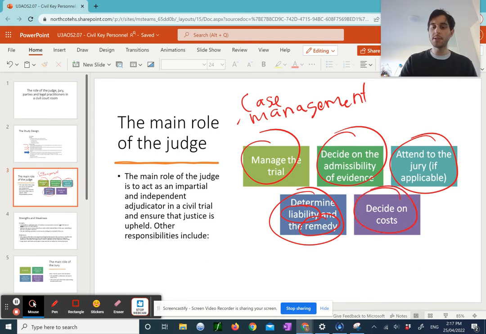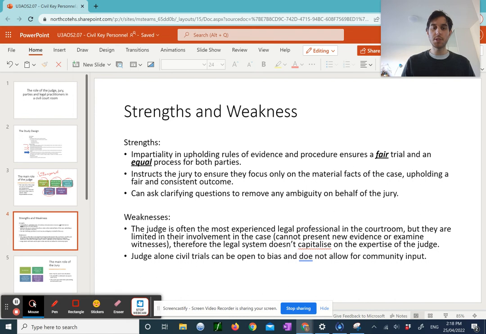And finally, they'll make a decision on legal costs. So typically, if you win your case, the other side is usually ordered to pay most of the costs of your legal fees and things like that. And that's one of the judge's roles, to decide how much of the legal costs the losing party should have to pay. Some strengths and weaknesses of the judge's role.